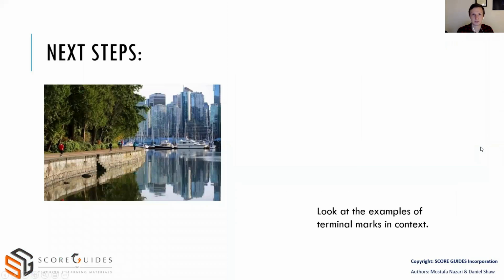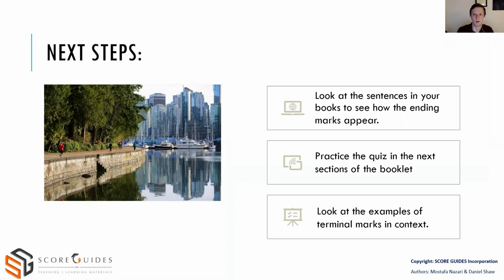So next steps, where do we go from here? Well, a few things we can suggest to help you be successful. What we can do next, we can look at the sentences in your books to see how the ending marks appear. So have a look in your guide, have a look at the sentences to help you understand how we can use the period, full stop, the question mark, and the exclamation mark.